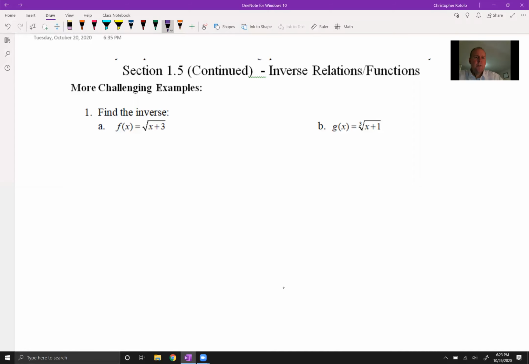All right, guys, we're here to wrap up the second day of dealing with inverse relations and functions. Again, remember, we're just trying to get some more challenging examples like it says here. And we're going to find the inverse. Remember, f of x is the same thing as y.